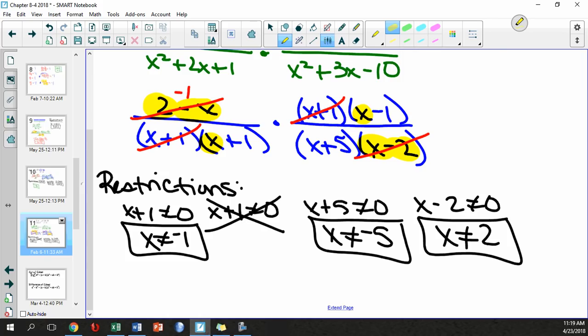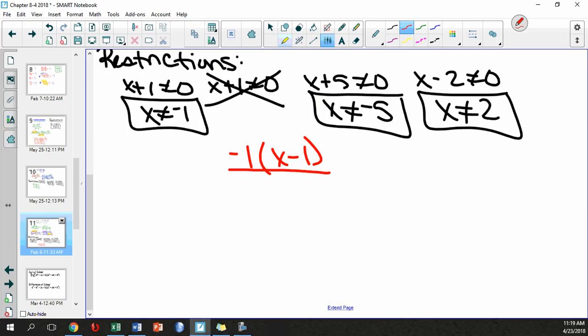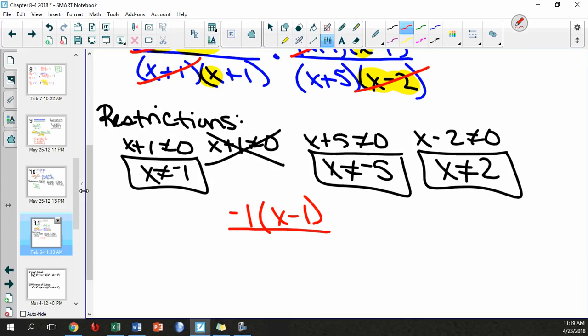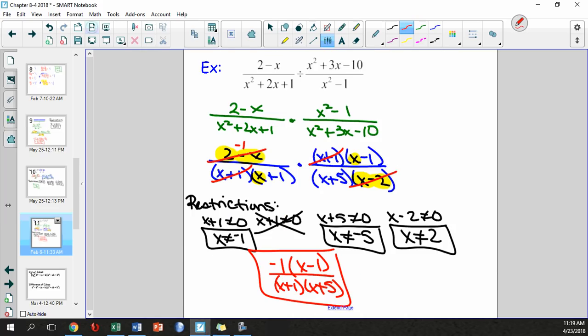Careful. You can't forget the negative 1 times x minus 1 all over. What else is left? X plus 1 times x plus 5. This is what is left. Do not forget the -1 that you canceled out, because if you do, it will be wrong. Do we all understand that? Yay, nays?